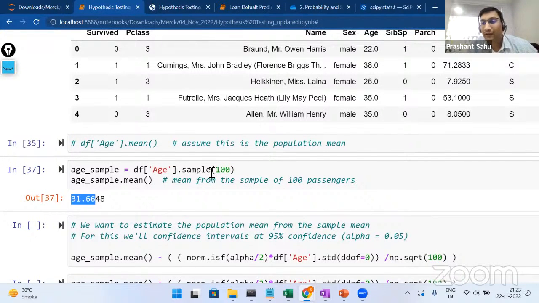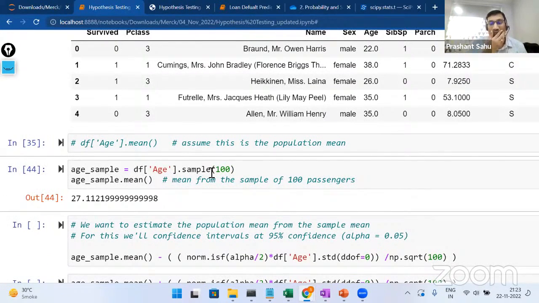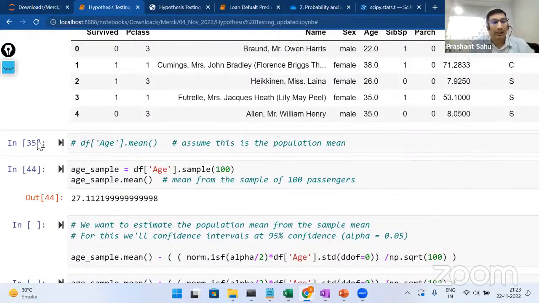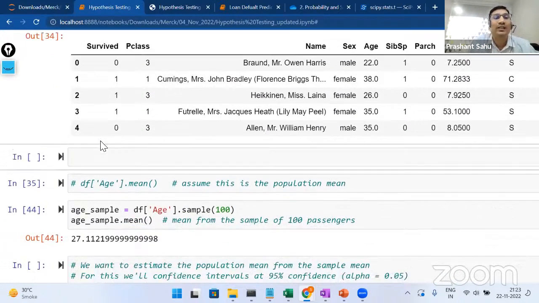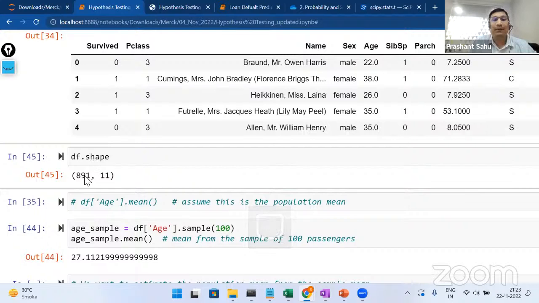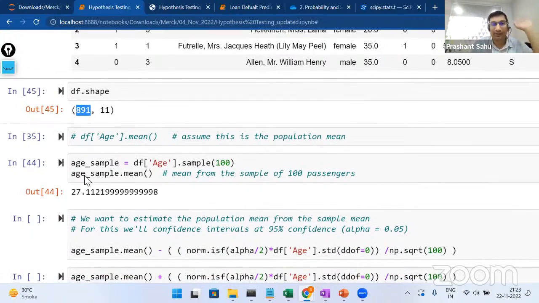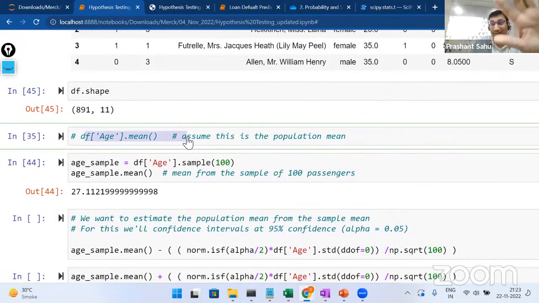Sample is always random. That is the definition of the sample. Sample has to be random, right? Because every time I run this, I'll end up with a different number. That clearly tells you that the sample is random. So random 100 people were drawn, out of how many? 891. You can see the size of the data frame, df.shape. So 891 people. Out of that, I pulled out 100 randomly and just took their means. I don't know the population mean. I have just commented this out. Let there be some suspense. And I want to estimate this parameter.